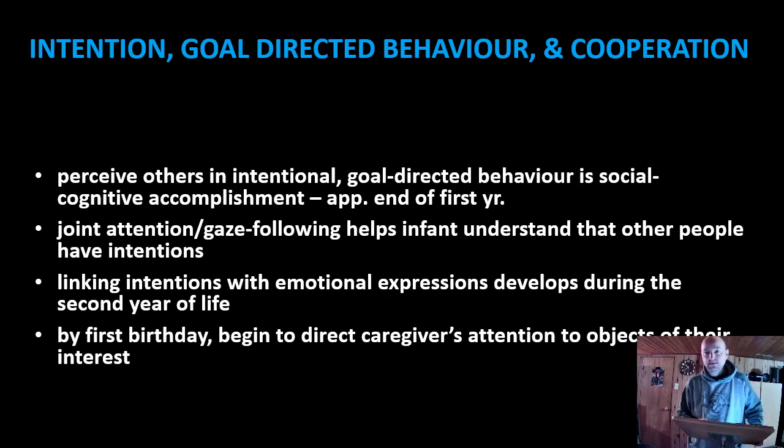Interesting to think that the baby has this moment where it starts to understand, at a deep level, that people are doing things for specific reasons and with specific goals and on purpose.